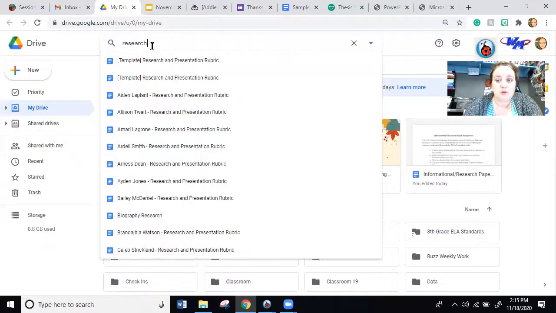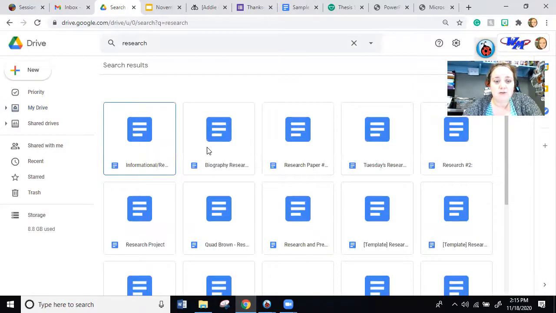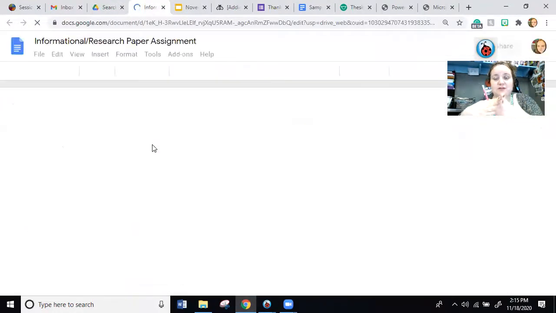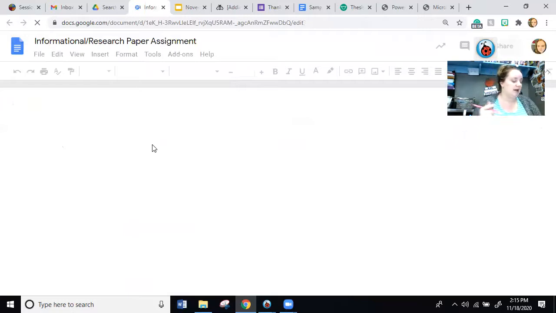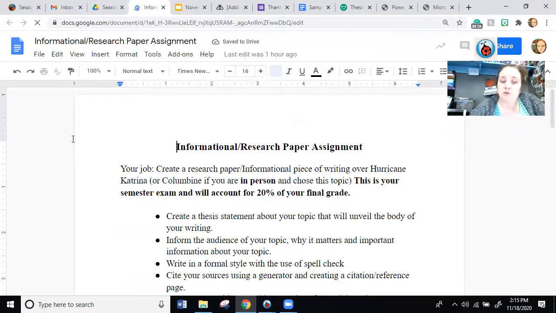you'll notice that the one big thing I'm really, really working on with you guys is how to connect your body paragraphs, how to connect that thesis statement to everything else. And so the thesis statement is the most important part of your introduction. Your thesis statement will have what you're going to tell about and what the three things are about. So the number one thing on your assignment right here that I have pulled up here is creating a thesis statement that will unveil the body of your writing.